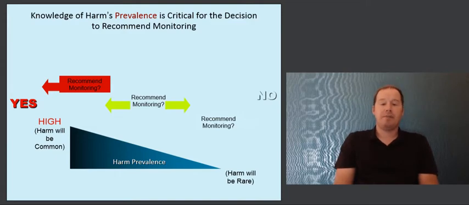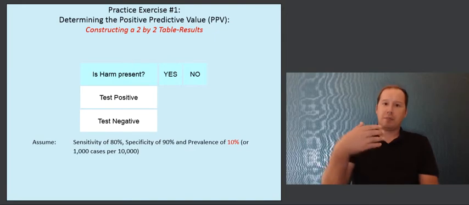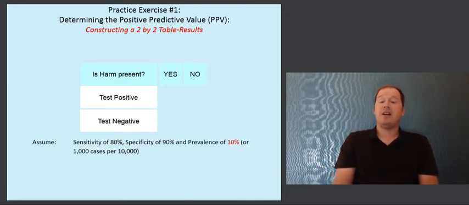So let's get started. I want to do another practice example, and I know we did this in the last class, but I'm going to use different data in a similar scenario, just so we get in the practice of understanding how we determine the positive predictive value. Remember, this is asking the question of, given a positive test result, how likely is it that someone actually has the condition that's being screened for?